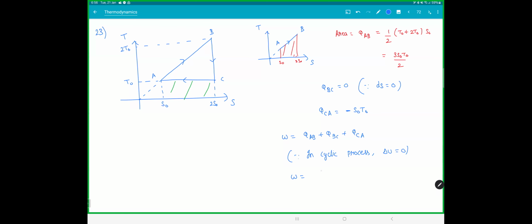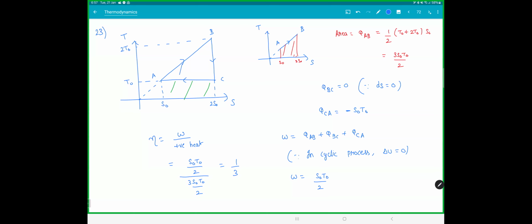So therefore, work done will be 3 S naught T naught minus S naught T naught, which is S naught T naught by 2. What is the definition of efficiency? Efficiency is work done by only the positive heats. So basically what happened was from A to B, the system absorbed 3 S naught T naught by 2. B to C, it did nothing. C to A, it rejected some heat, and the remaining became work. So this is S naught T naught by 2 divided by the positive heat, 3 S naught T naught by 2. That is 1/3, 33.33%. That is how you find the work done.